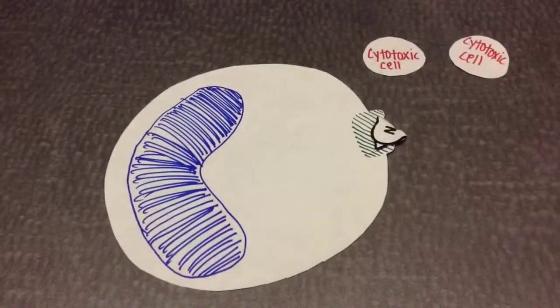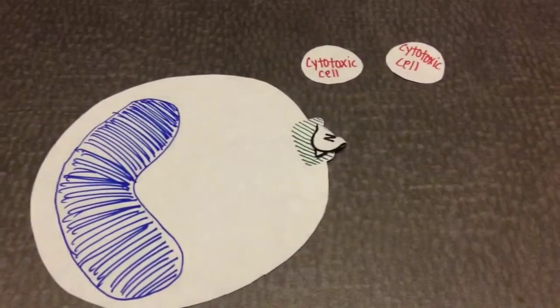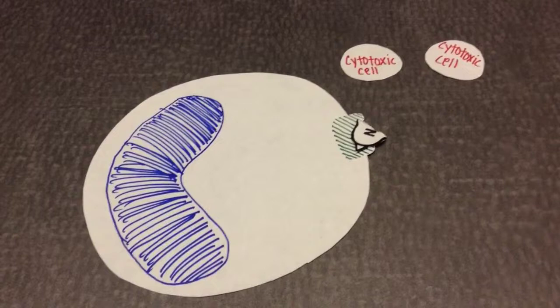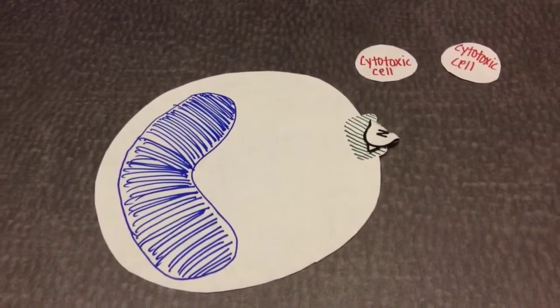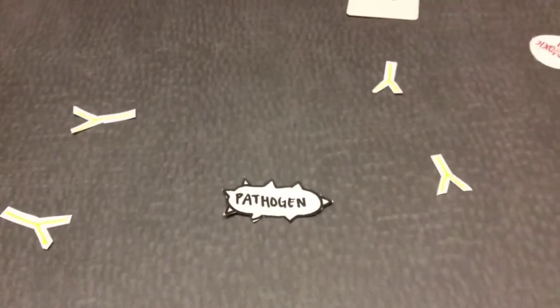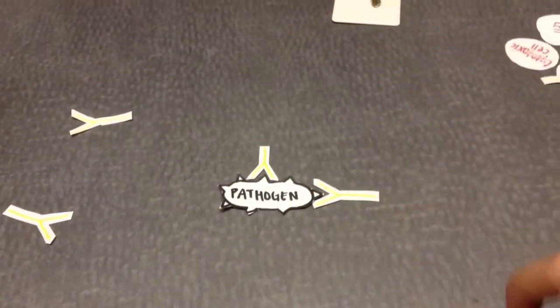In MHC class 2, also, when the antigen presenting cell is presenting part of self, the cytotoxic cell does nothing. Because if it were to do something, then it would be eating up your own body, and that would be an autoimmune disease. Neutralization occurs when the antibodies attach themselves onto the pathogen and block it from entering the cell.